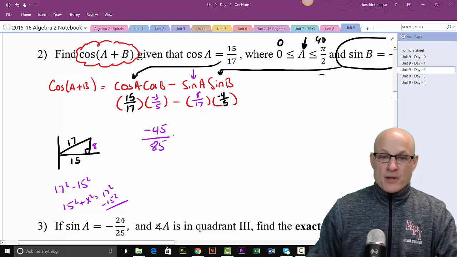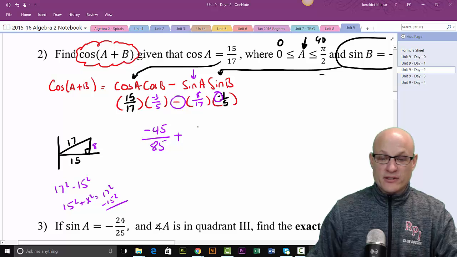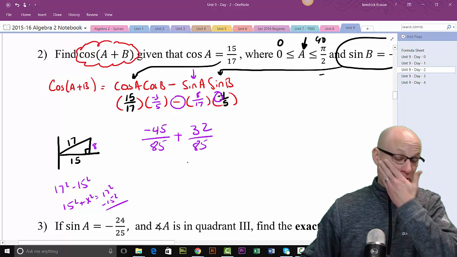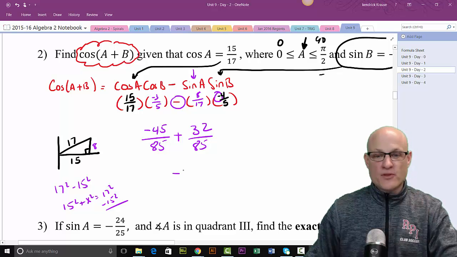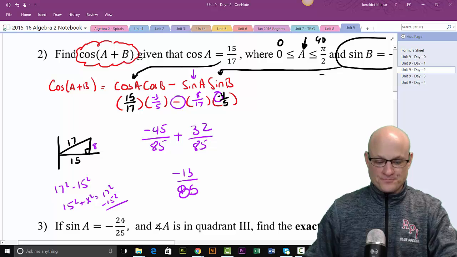Plus, why is it plus? Because we have a negative here and a negative here. 32 over 85. Well, negative 45 plus 32 is in fact negative 13 over 85. Yay! Oh my God!